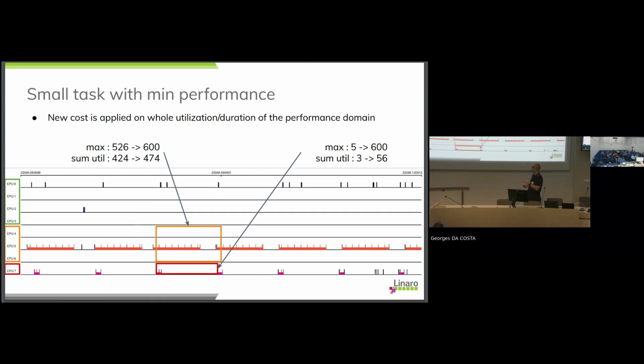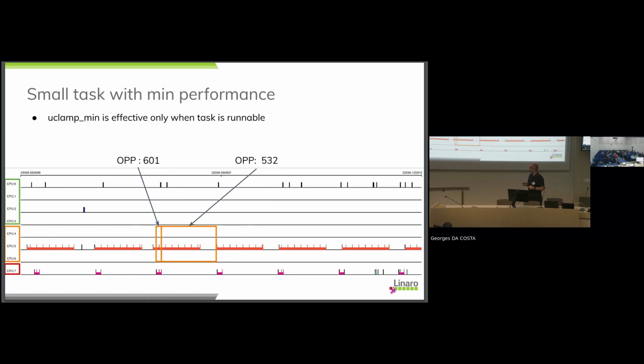Meaning that in this case, for the medium task, the orange one, we will consider that for the full running time, it will run at higher frequency. So the energy impact is large. And in this case, the EAS decides to put this small task on the big core. Whereas in reality, what will happen is that the small task there will impact the cost or the energy. The impact will be really short for the other task. So, yeah.